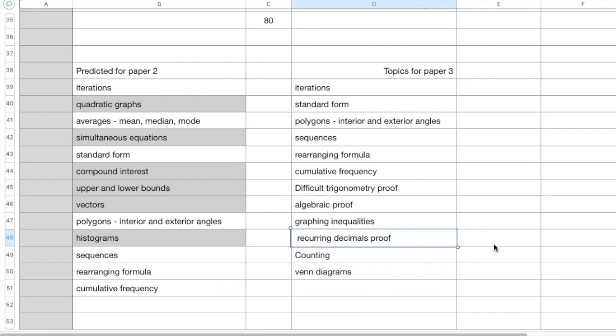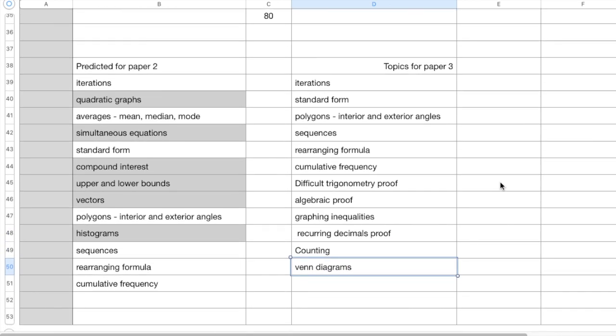There hasn't been a recurring decimals question, so you know they give you the recurring decimal and you have to change it into a fraction. There hasn't been a question covering that. There hasn't been a question involving counting. So you know you have a code and you have to say how many possible variations of that code could there be, and there hasn't been a Venn diagrams question.